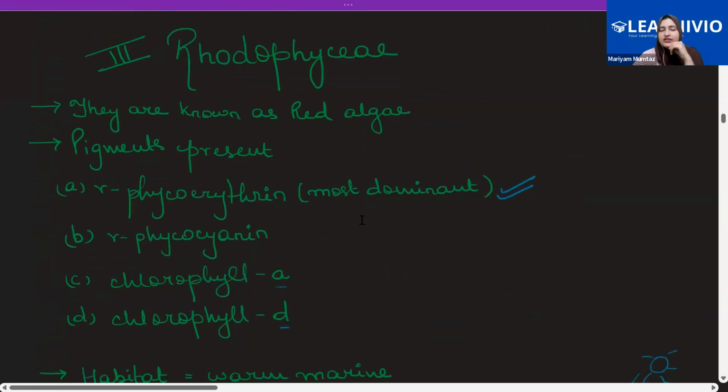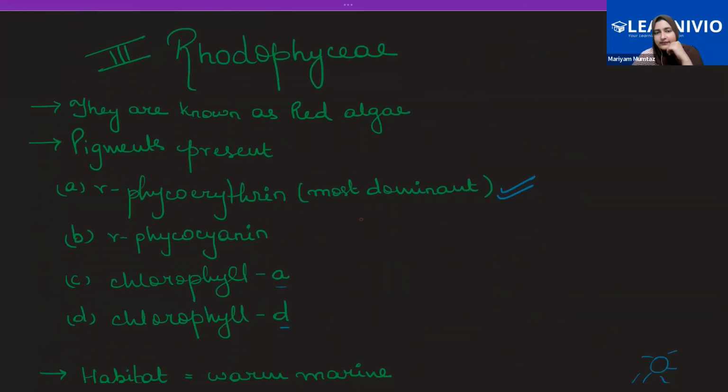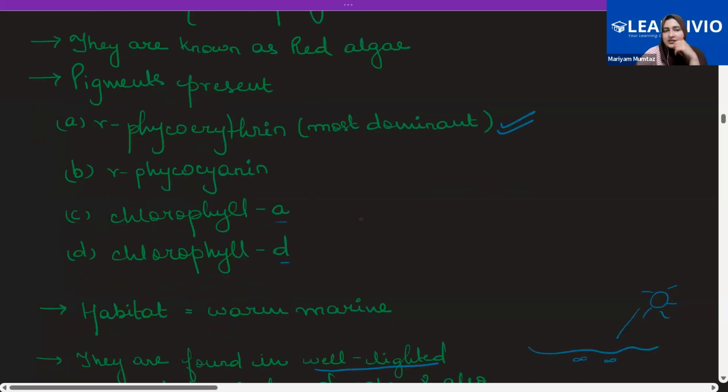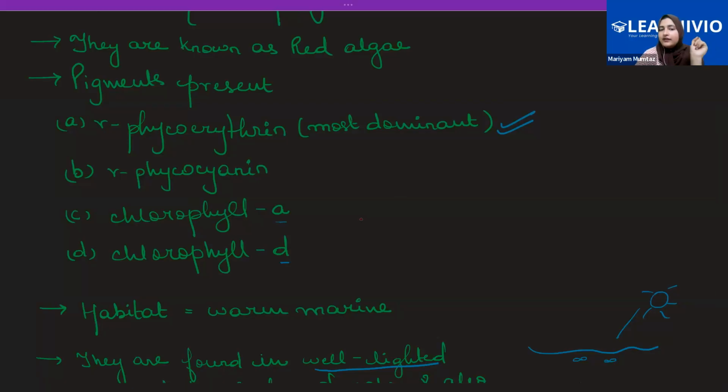So now the third class of algae is Rhodophyceae. Now, the word rhodo only means red. So these are the red algae. In them, these are the pigments present: R-phycoerythrin, R-phycocyanin, chlorophyll A, chlorophyll D. Chlorophyll A is found in all of the classes.